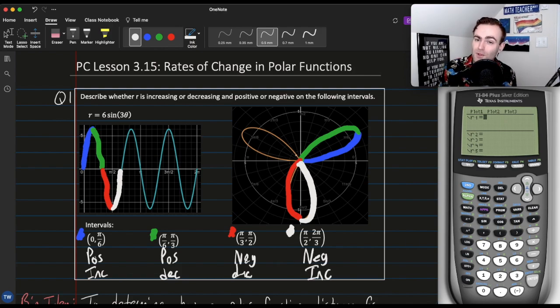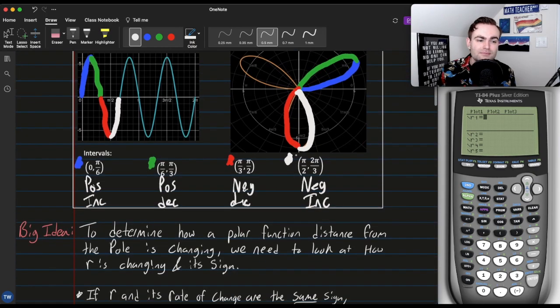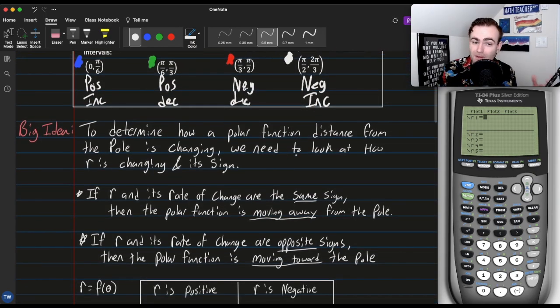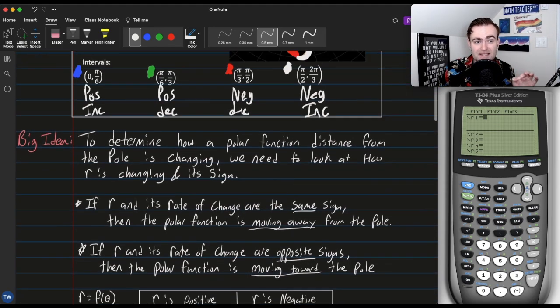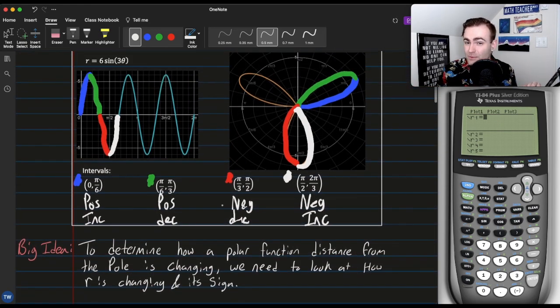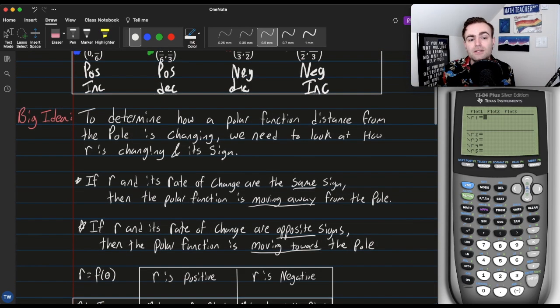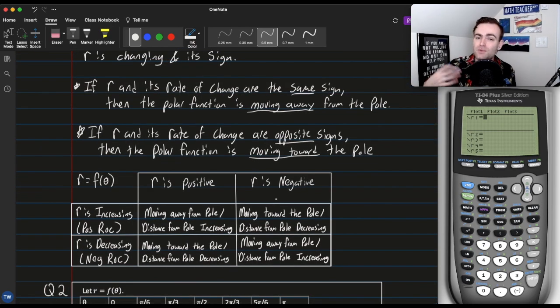So we talk about r's behavior. To determine the polar function's distance from the pole and how that's changing, we have to look at r and its sign, which we kind of alluded to here. Positive increasing was going away. Positive decreasing going towards. Negative decreasing going away. Negative increasing going towards. So if r and its rate of change have the same sign, it's moving away from the pole. Negative and decreasing are both negative. And if they have opposite signs, it's moving towards the pole.